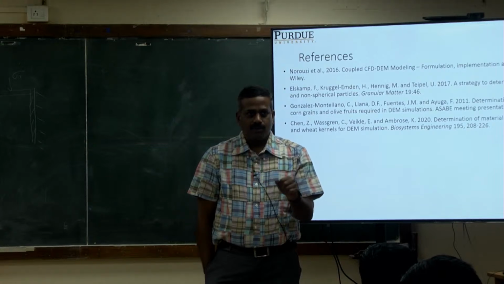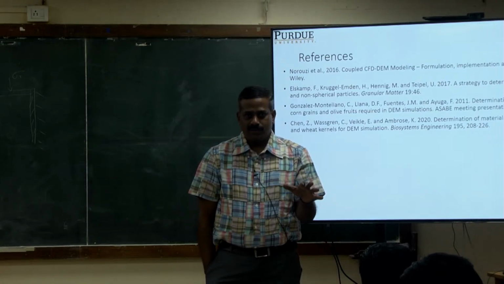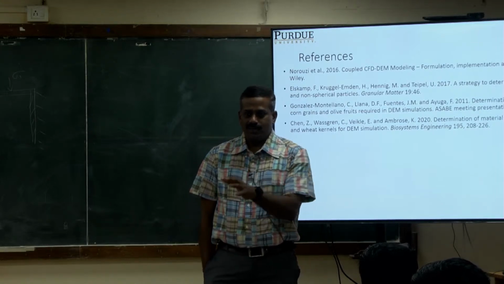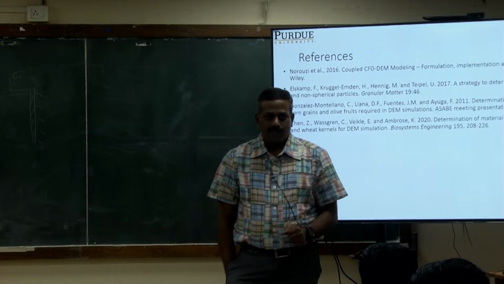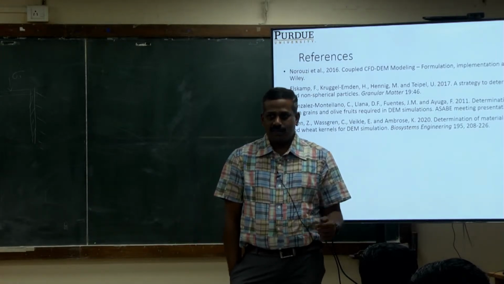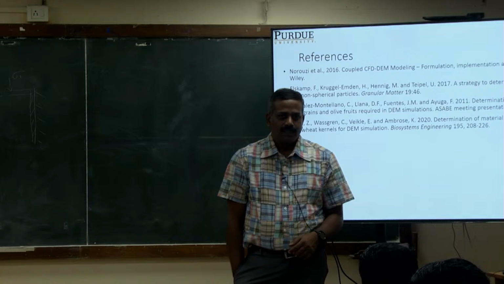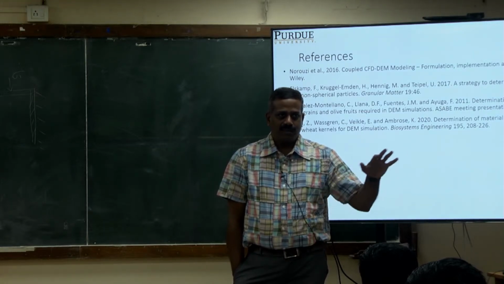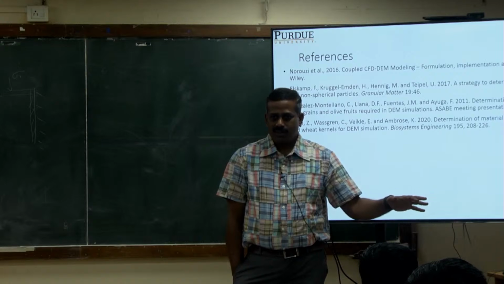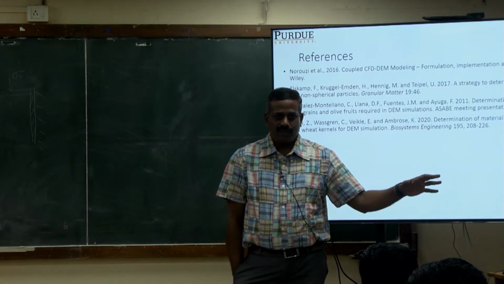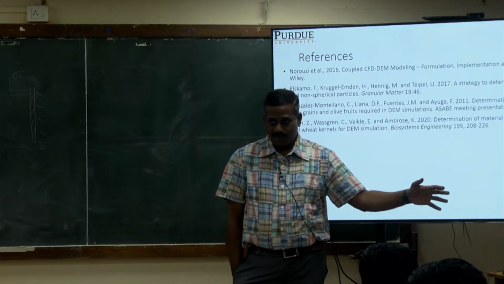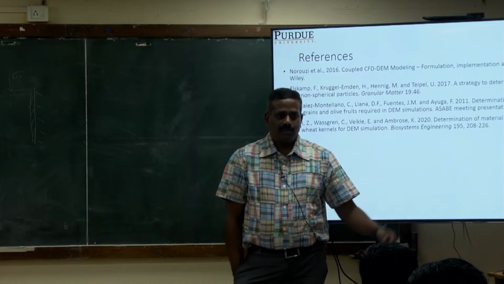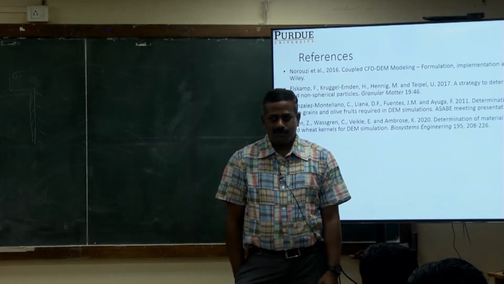So what we do is, you assume some starting value, and then keep on doing simulations and calibrate with some simple experiments, like angle of repose or bulk density measurement. When you get the same angle of repose or bulk density in the simulation as in the experiment, then we assume that the values we used for that simulation are appropriate. It's not an accurate method, but that's the way we can do it.